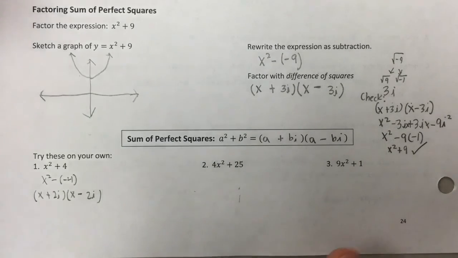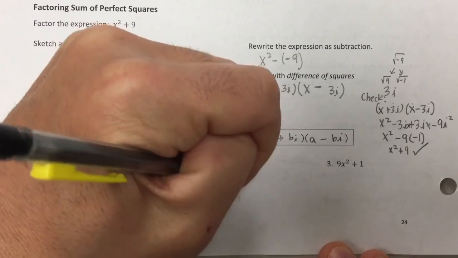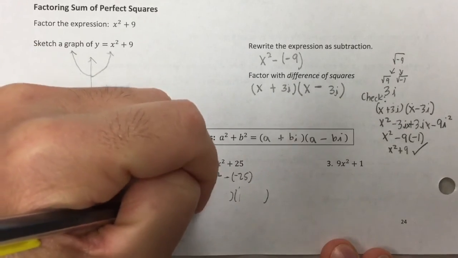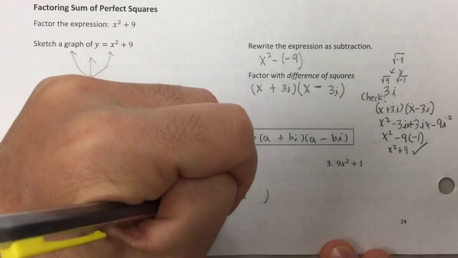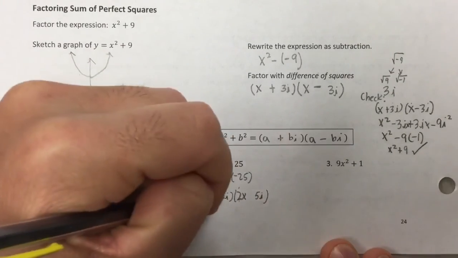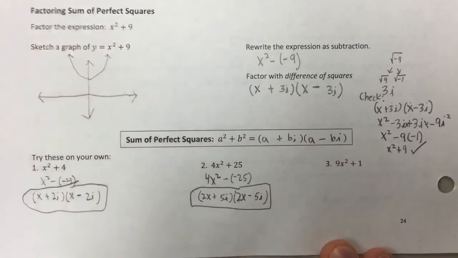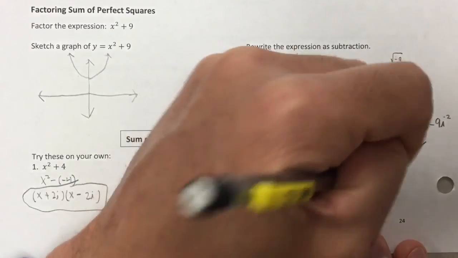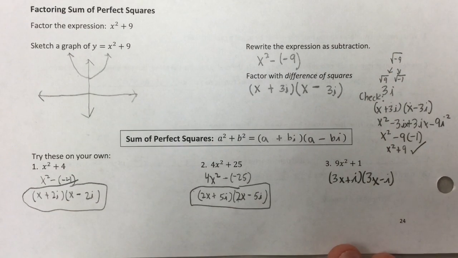We'll do one more together for number 2. Again, if you want, think of it as 4x squared minus a negative 25. The square root of 4x squared is 2x. The square root of negative 25 is 5i. And then 1 plus, 1 minus. All right, try number 3 on your own. And you should have ended up with 3x plus i, or 1i, and 3x minus i, or 1i. All right, there we have it.